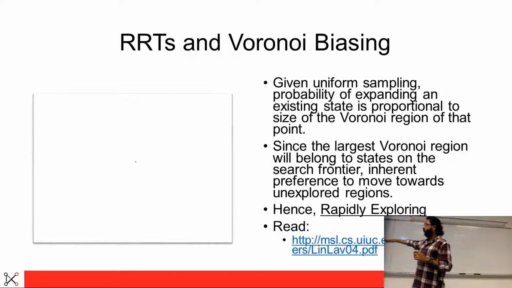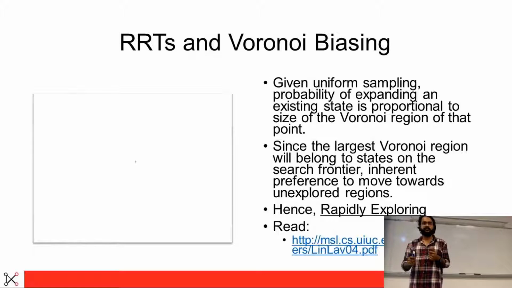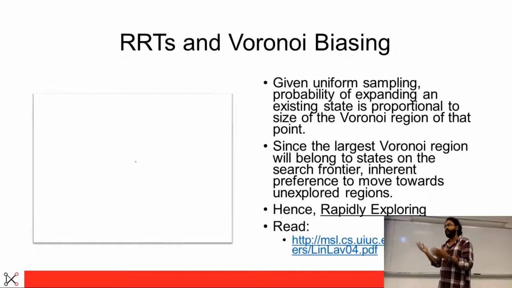That link, once the slide is up, take a look. That is from LaValle, and he explains very well why this Voronoi biasing happens. It's not something that is programmed into it. We discussed the algorithm, and there was nothing regarding this. It just so happens.